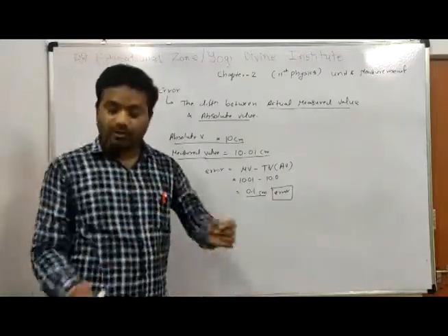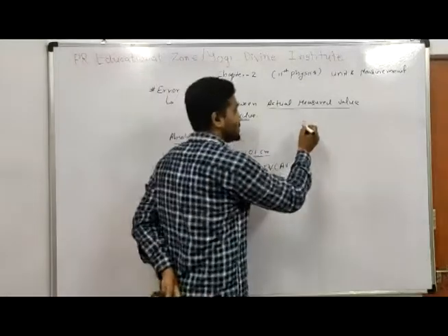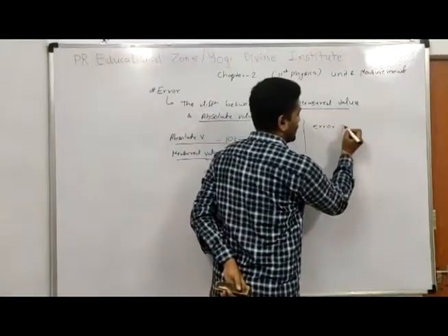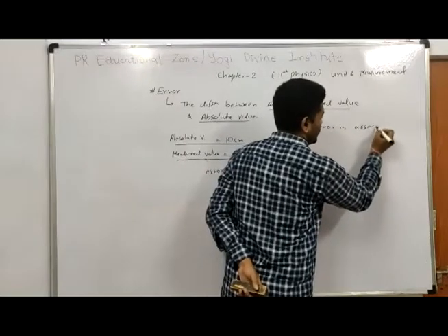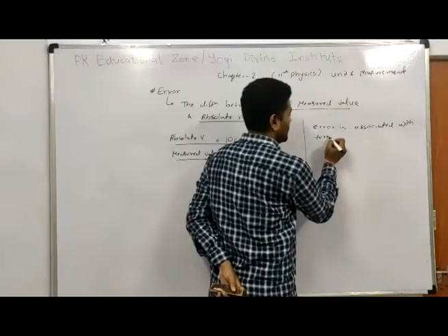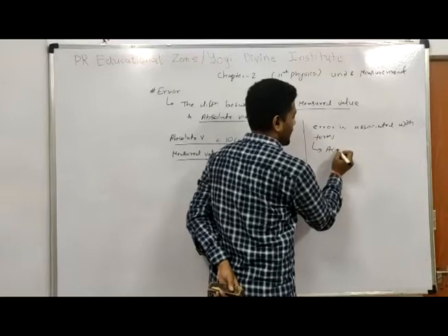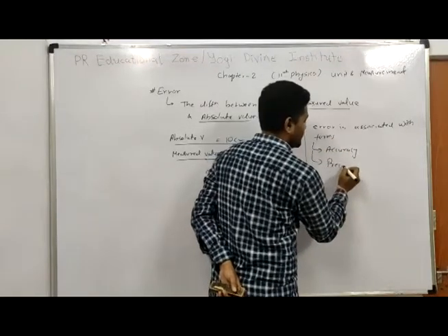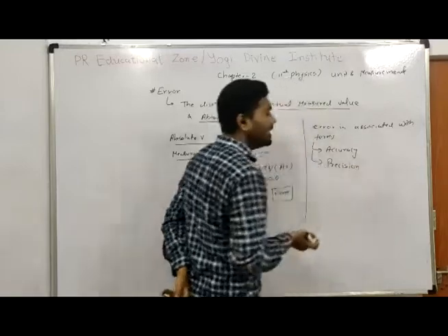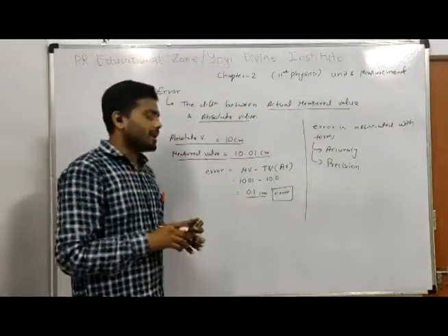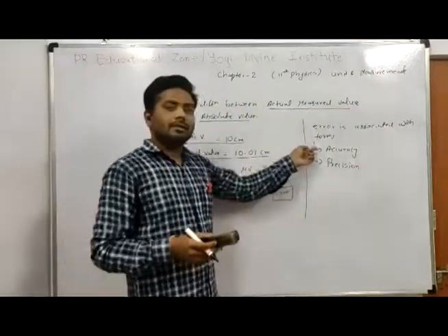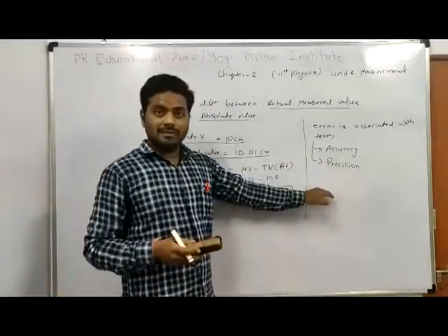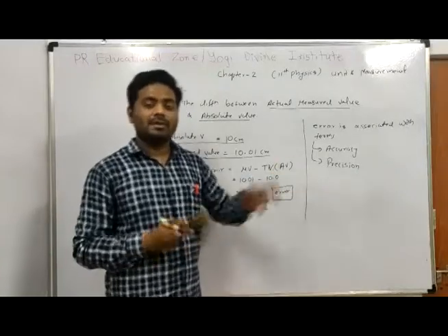Understood? Fine. So here the error is associated with two terms: accuracy and the second one is precision. In the next session we are going to learn what is accuracy and what is precision, and the difference between accuracy and precision will be explained.